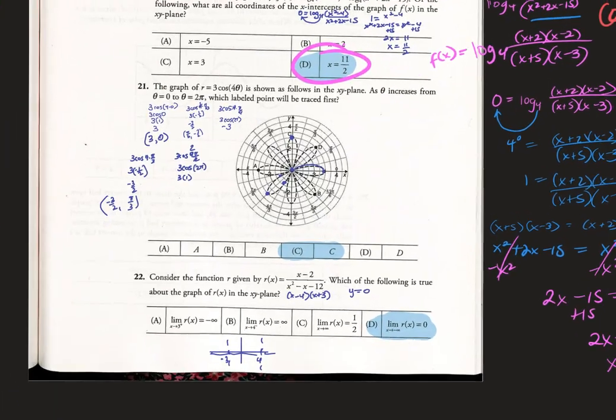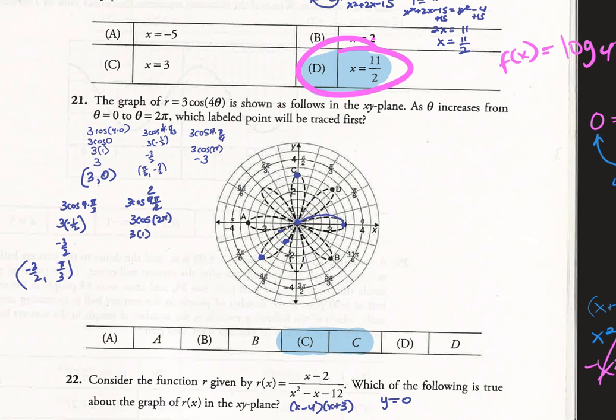So the example here, number 121, says the graph of 3 cosine 4 theta shows as follows on the xy plane. As theta increases from 0 to pi, which labeled point would be traced first? I've seen multiple choice questions with these where it'll give you 4 and you have to choose which one it is. Obviously, I think what we just did was enough. But I've seen two kinds of questions like this. One where you have to figure out what order it would have been plotted. You would plug in 0, then something between 0 and 2 pi. Literally I just kept plugging in points until I figured out the pattern.